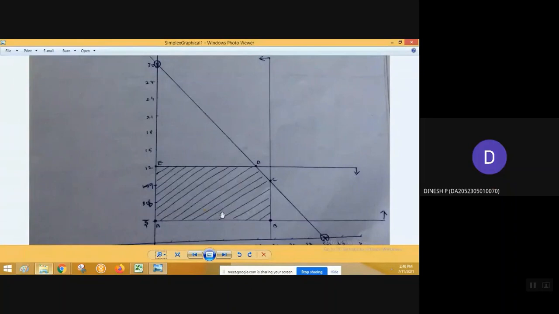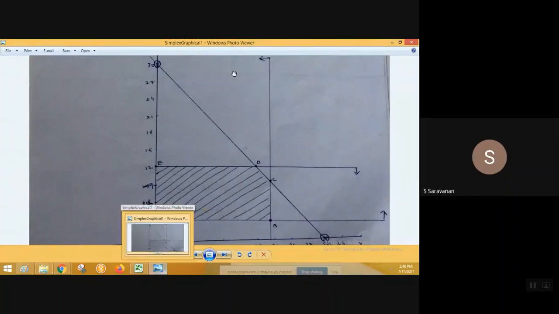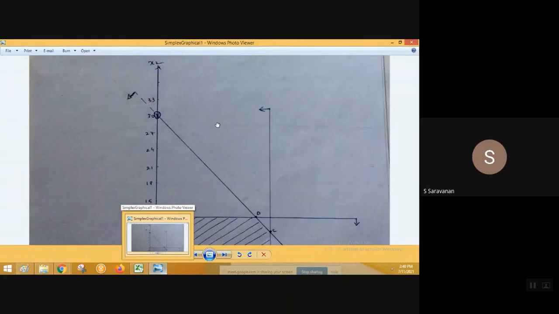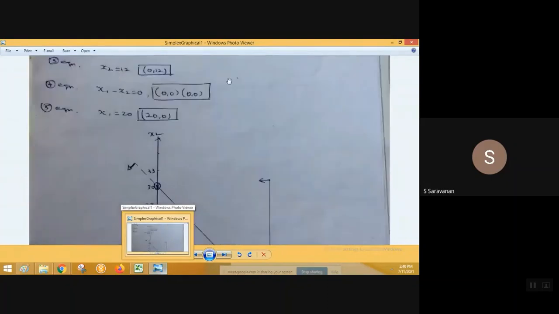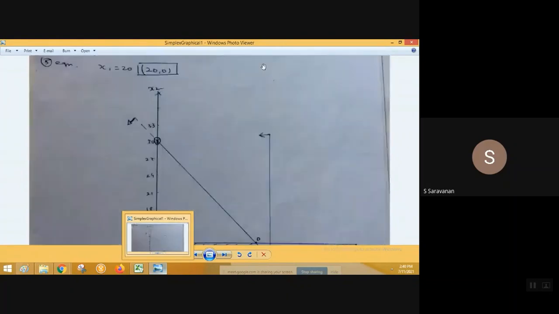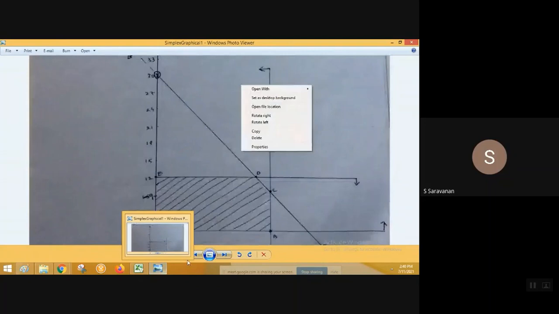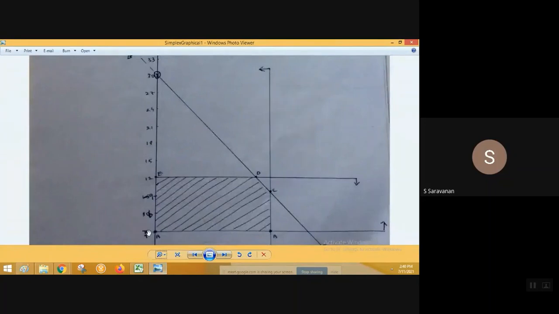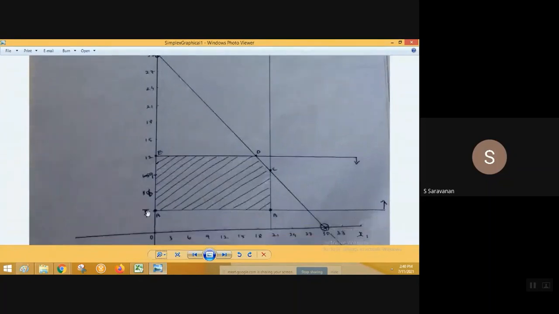Because that is greater than 0. Right? So one specific equation is greater than or equal to 0. Okay, which is that equation? x2. x2 is greater than or equal to 0. So see here, x2 is greater than or equal to 3. Okay, so that is the reason you see here. So x2 is greater than or equal to 3.